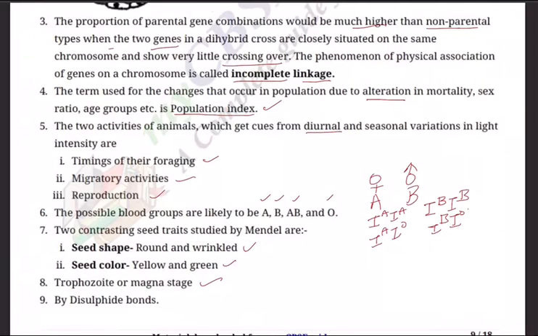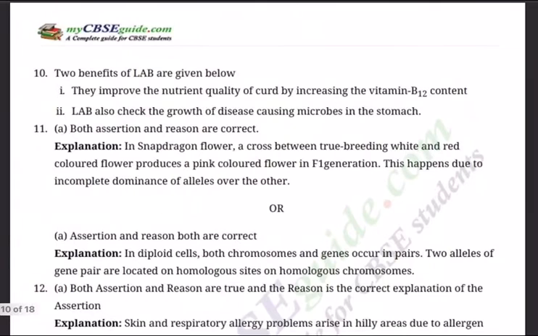Question 9: how are two chains of protein insulin linked? Of course, all of us know it is through disulfide bonds. Question number 10: how is lactic acid bacteria beneficial to us other than helping in curdling the milk? Two benefits of lactic acid bacteria. First, they improve the nutrient quality of curd by increasing vitamin B12 content. Second, LAB also check the growth of disease-causing microbes in the stomach.